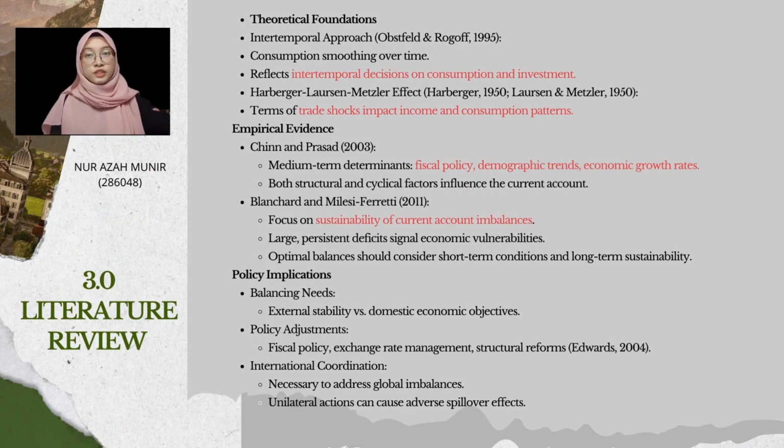Good day everyone, I will continue our presentation with the literature review. Understanding the optimal level of the current account is vital for maintaining economic stability and growth. This review examines theoretical foundations, empirical findings, and policy implications. The intertemporal approach by Obstfeld and Rogoff views the current account as reflecting decisions on consumption and investment over time. The Harberger effect shows how trade shocks affect income and consumption patterns. Studies by Chinn and Prasad highlight factors like fiscal policy, demographics, and growth rate as key determinants.